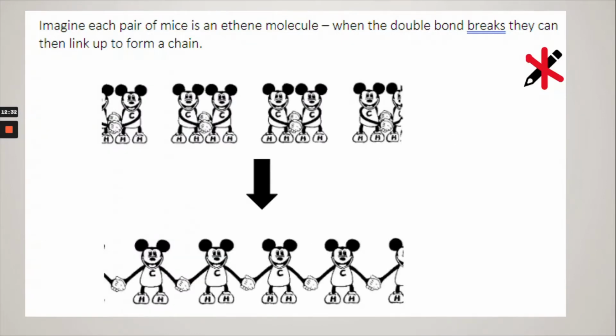So this, again, you don't have to write this down, but this is another way of thinking about it, which I quite like. So imagine you've got lots of little groups of mice holding hands, Mickey Mouse pairs, and when the double bond breaks, it's a bit like them breaking one of their hands, and that then allows them to join on to the next group of mice to create a long chain. I might try and show you this with models in the next part of the video.